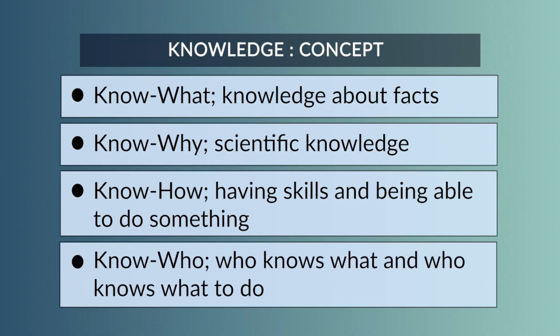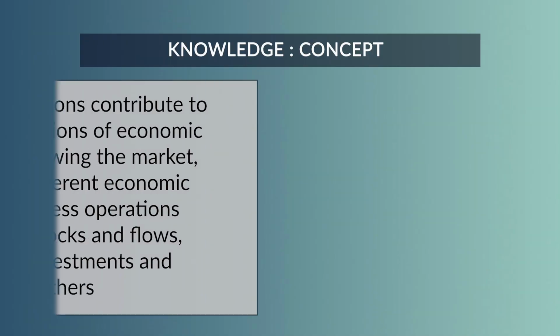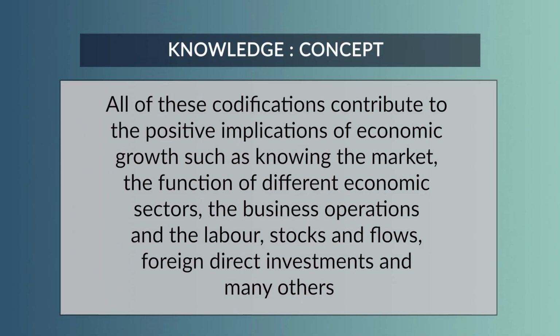And so, who knows what and who knows what to do? This is one of the very pertinent questions in a dynamic world because people have to understand the functions, what they are supposed to do, and how they can do it. All these codifications, which are mentioned in the knowledge structure, contribute to the positive implications of economic growth. Whenever we are talking about economic growth in terms of the positive factors and how it can be instrumental for the overall functioning, then all these codifications are important.